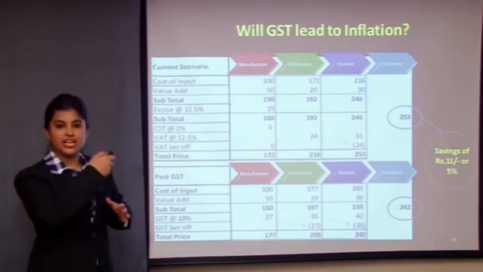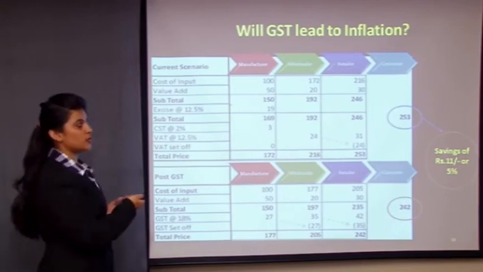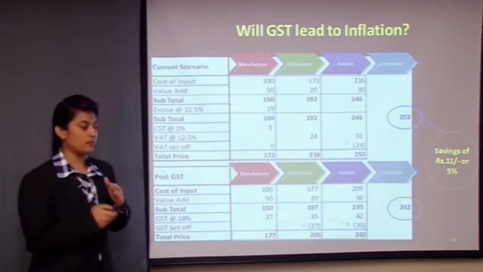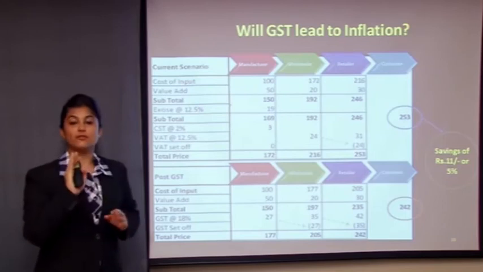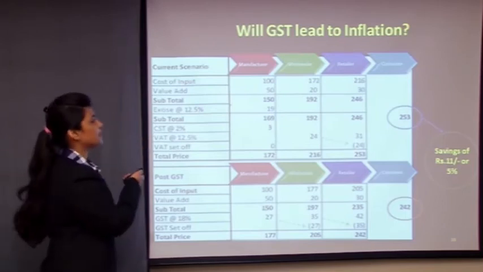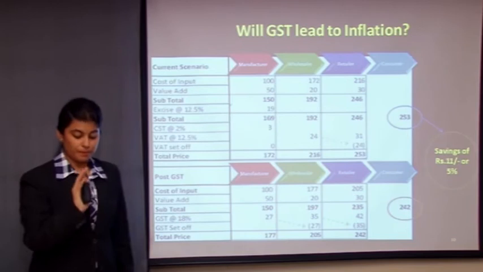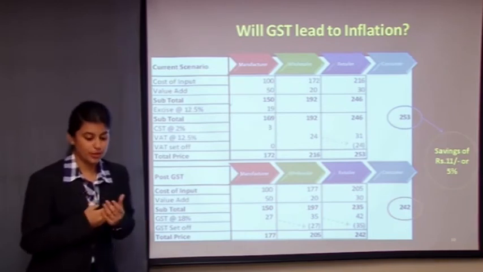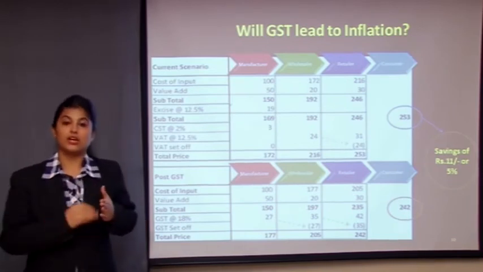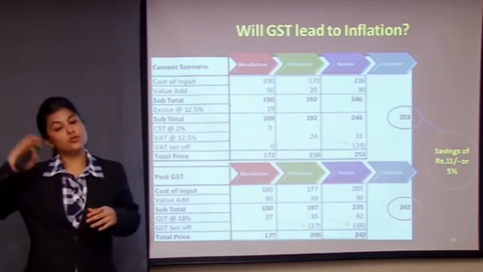When we previously checked before GST was levied, the amount was coming to around 253, and now the amount is coming to 242. This was the case only with numbers of 100. Imagine if the producer is producing goods of rupees 1 lakh, or goods amounting to rupees 1 crore, then what will be the effect over here? From 253 to 242, if you subtract, the amount which the consumer is going to save is rupees 11, or we can say around 5% of the total produced amount.